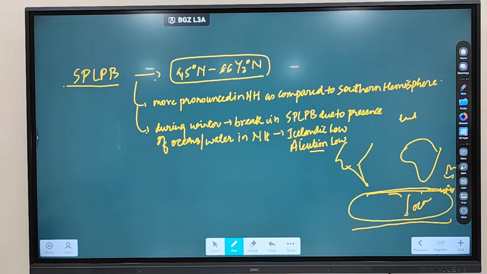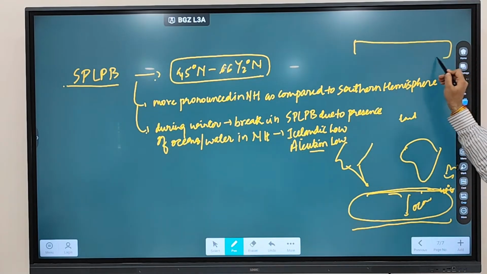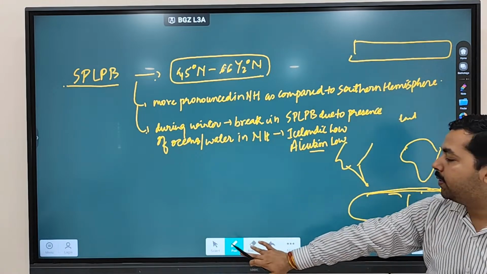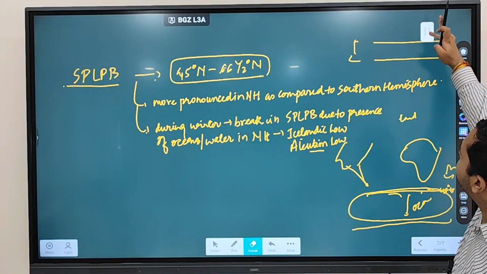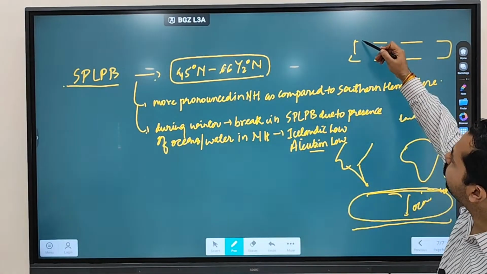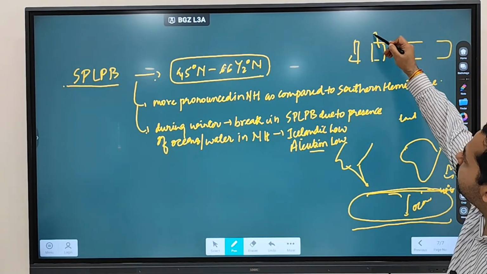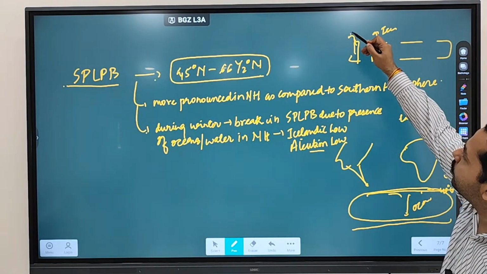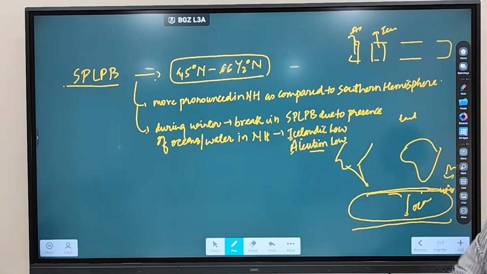So during winter what is happening? This subpolar low pressure belt does not become continuous. It will not be continuous like this. It will be breaking. Breaking means like this it will break down. So it will form over certain islands, which is called the Icelandic low or Aleutian low. So it is formed over islands. So that's why it is referred to as Icelandic low or Aleutian low.